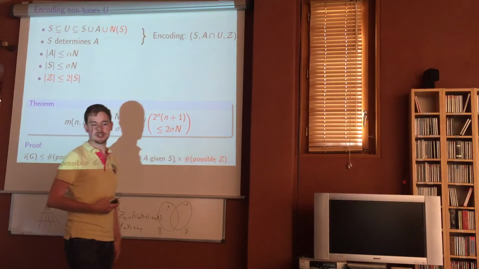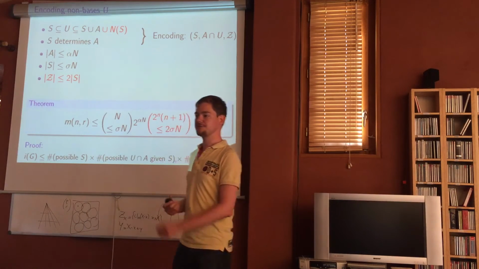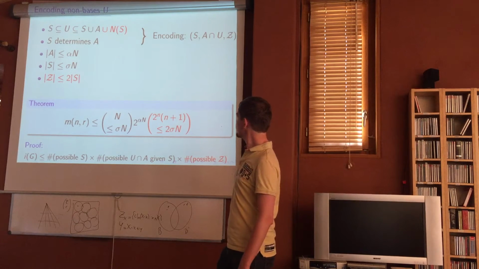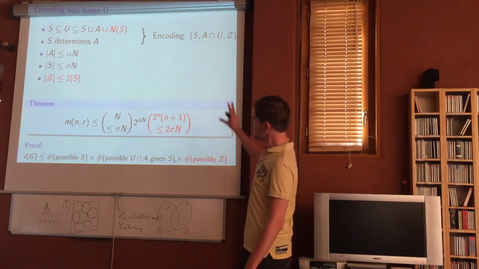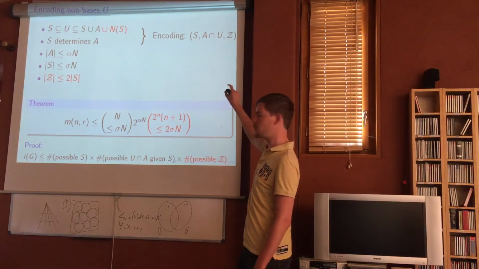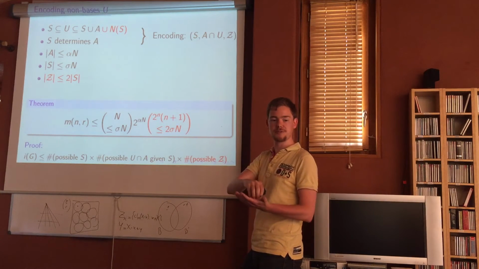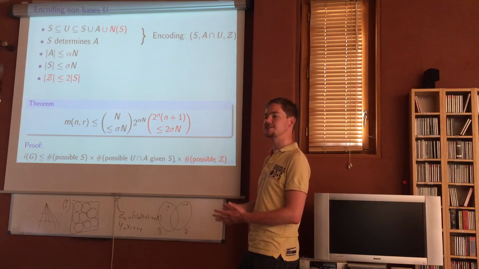This puts a bound on the number of matroids of a given rank in a given neighborhood. Okay, so there's the encoding on top. What we need now is not just S and the intersection of A with the non-bases, we also need this Z.